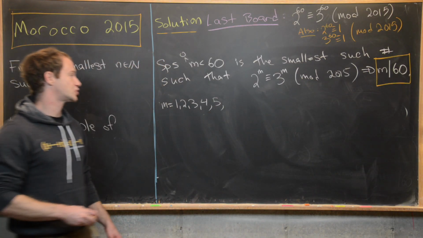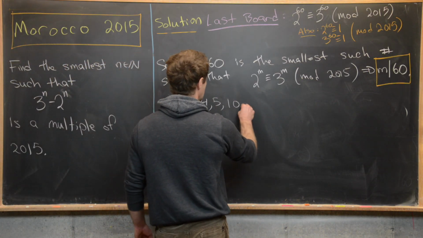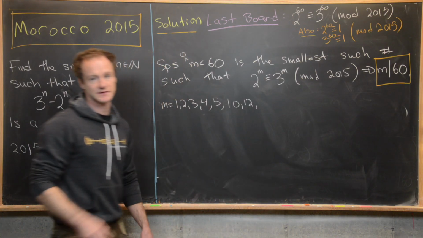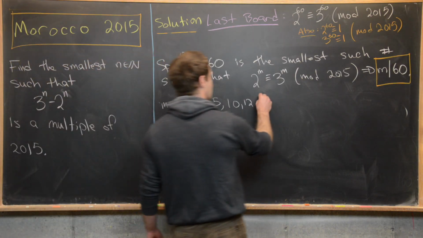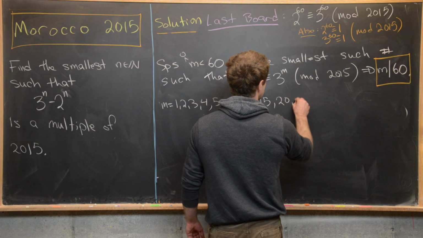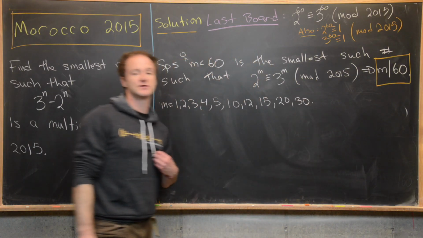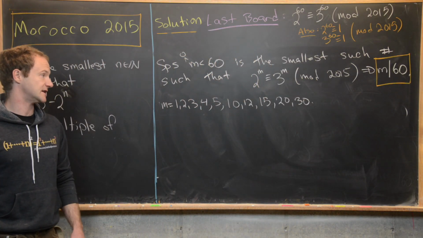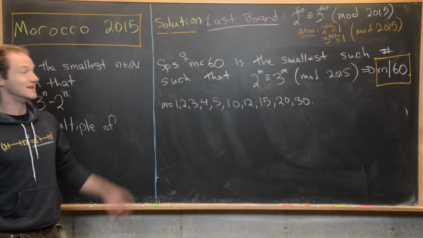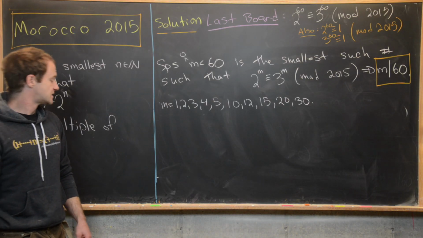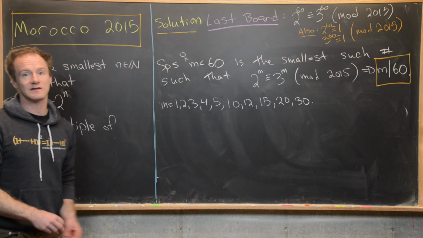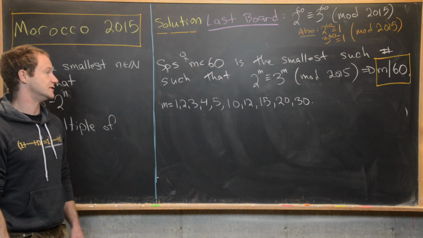Let's see what else. 12 is a divisor of 60, and then 15, 20, and 30. So those are all divisors of 60, and we want to make sure that none of those work. I'll do a couple of them, and then I'll leave you guys to do the other ones.